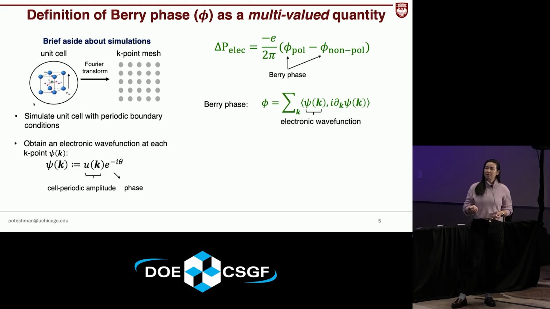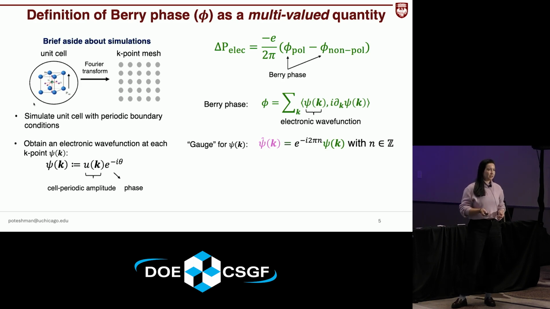This electronic wave function can be written in terms of an amplitude and a phase. However, there are many different ways we can write down a physically valid wave function, and these different ways are called gauge transformations. One such gauge transformation is that if we have an original wave function, we can apply arbitrary factors of e^(-i2π) and end up with a slightly different way of writing a wave function that corresponds to the same physical distribution of charge. The key point here is that Berry phase is not invariant to gauge, meaning it matters how you write down your wave functions when you do this calculation.